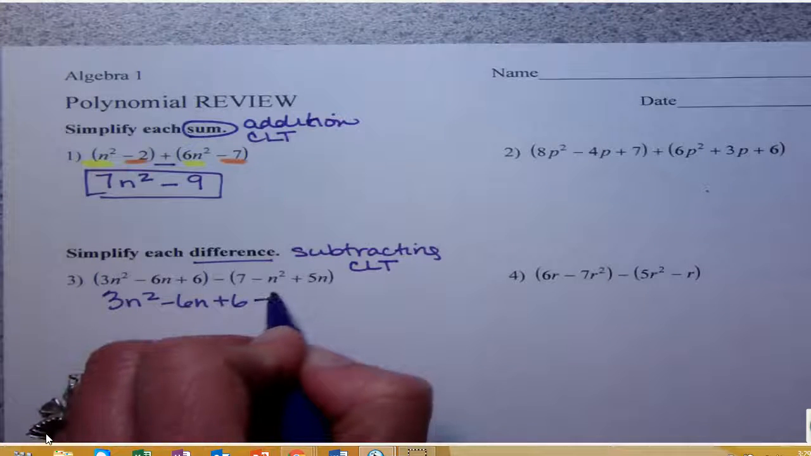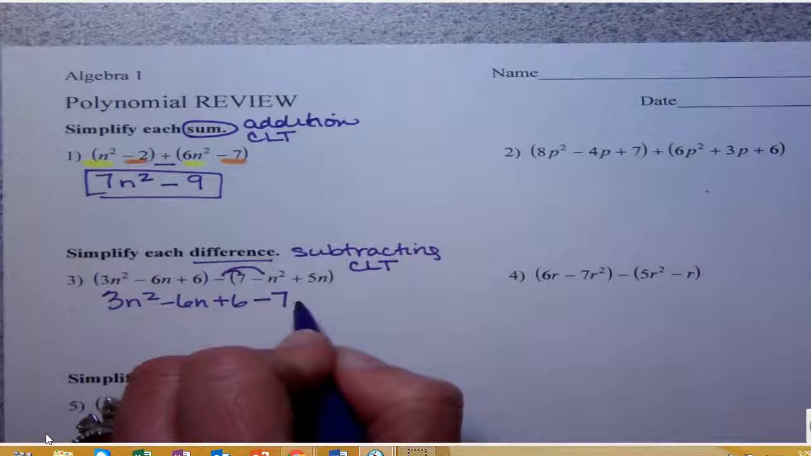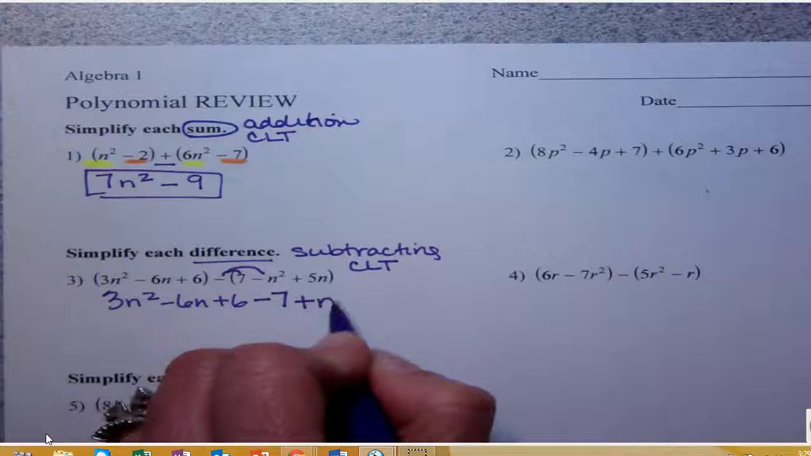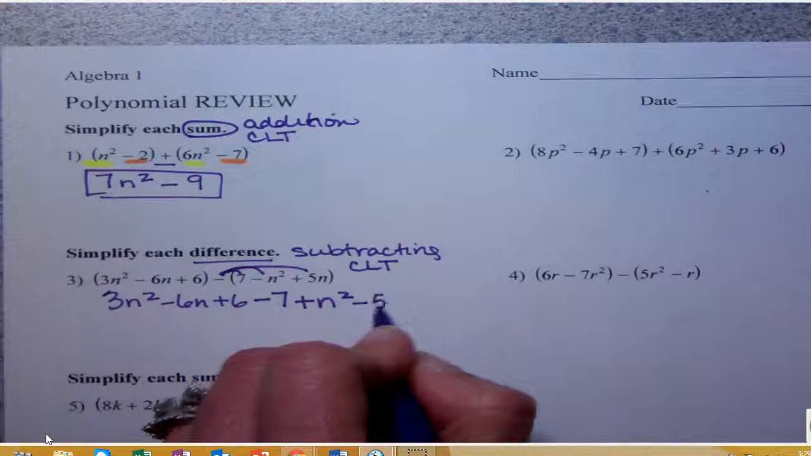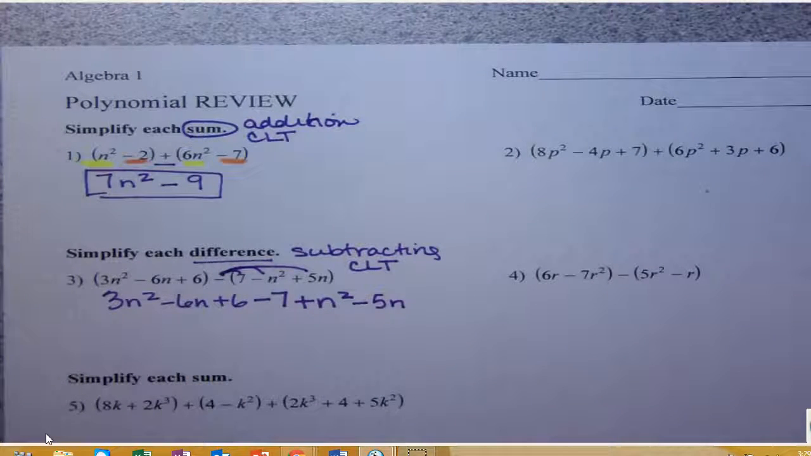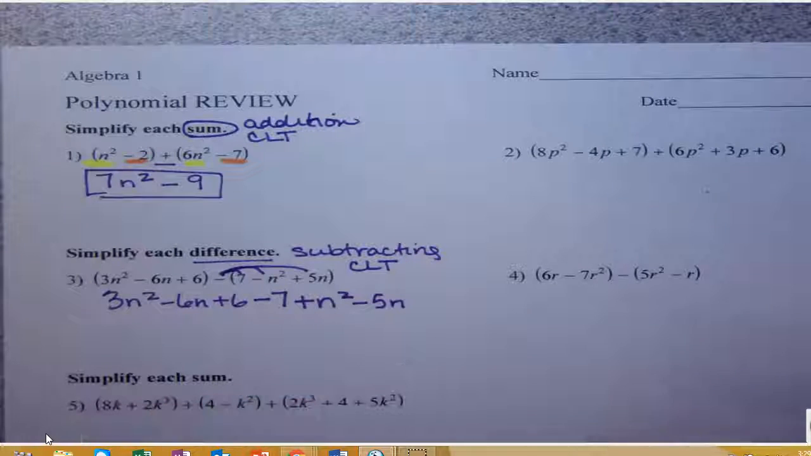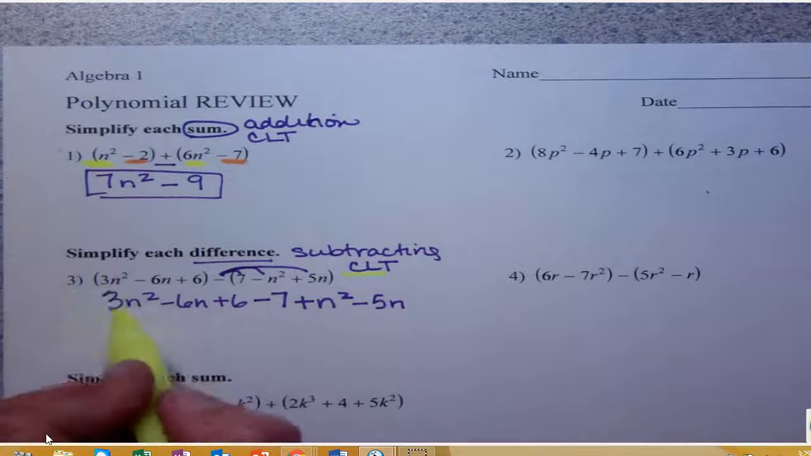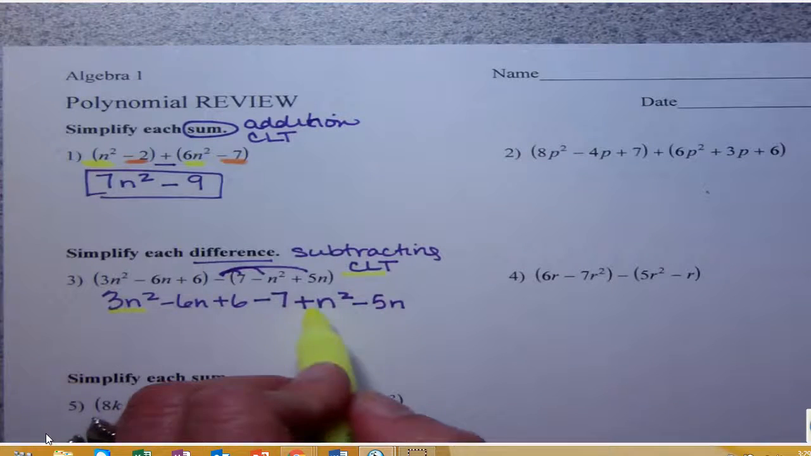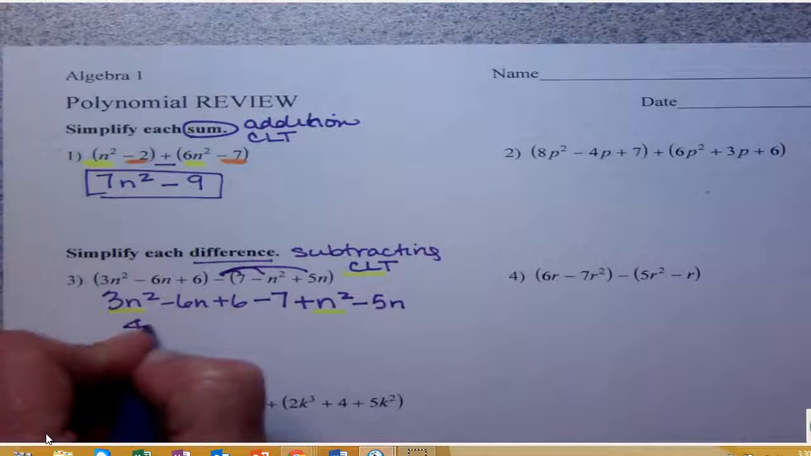Then this negative gets distributed to the 7. The negative gets distributed to the negative n squared, so that becomes a positive n squared. And minus 5n. This is a much cleaner way to distribute that negative sign, is just to go ahead and rewrite the whole entire equation. Then I'm going to combine my like terms. I've got my n squared with my n squared to get 4n squared.